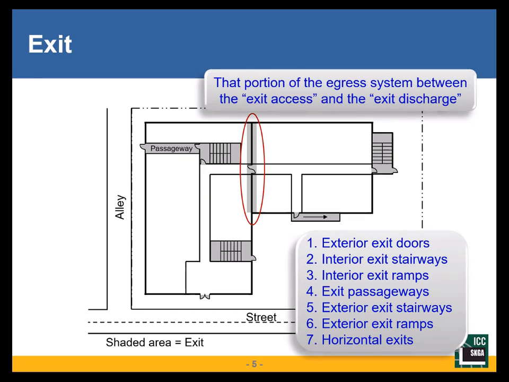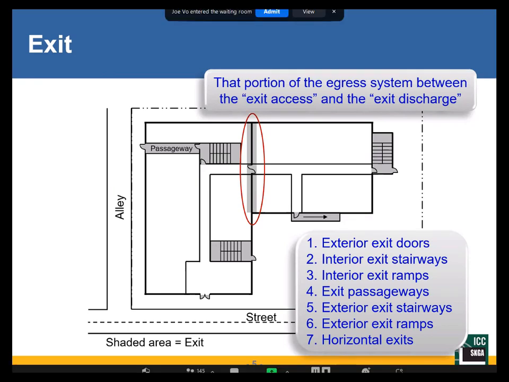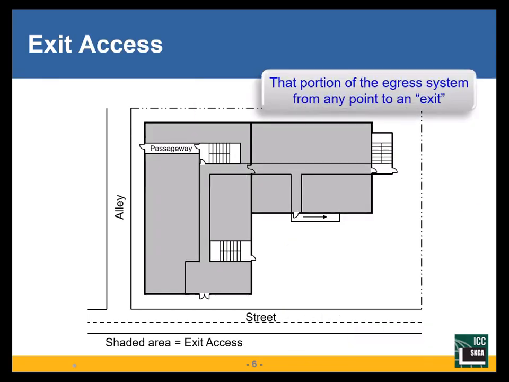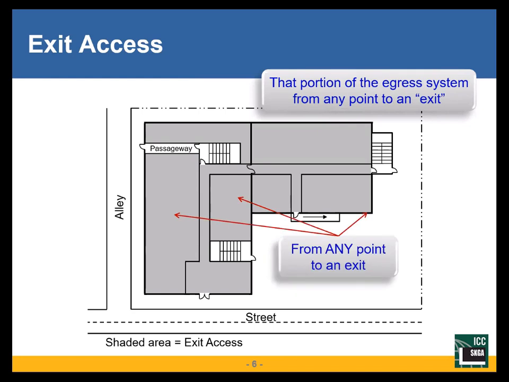Notice that the interior corridor is not considered an exit. This is critical because when we measure our exit access travel distance, we are measuring to an exit. To an exit. Okay, so those are our exits. Our exit access is from anywhere in the building to an exit. The exit access distance is the travel distance we measure to determine how far away is that exit.